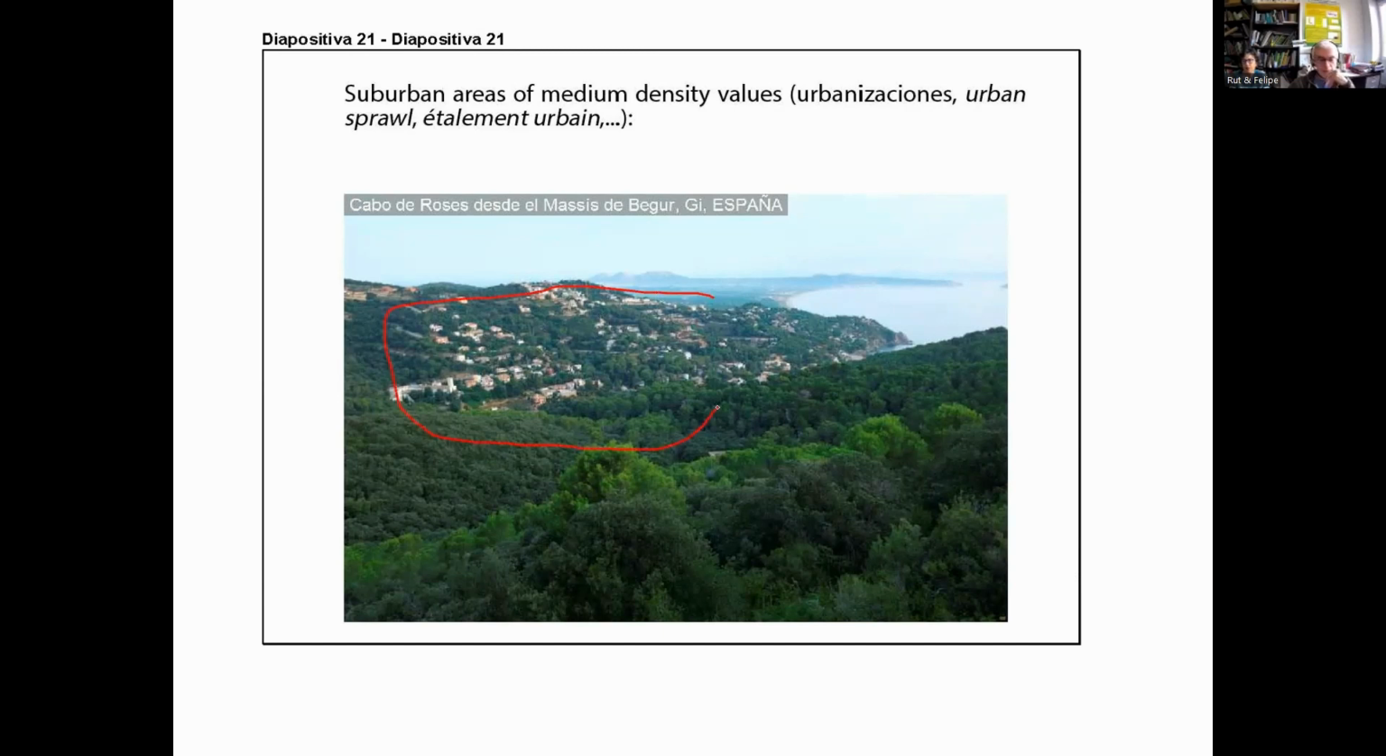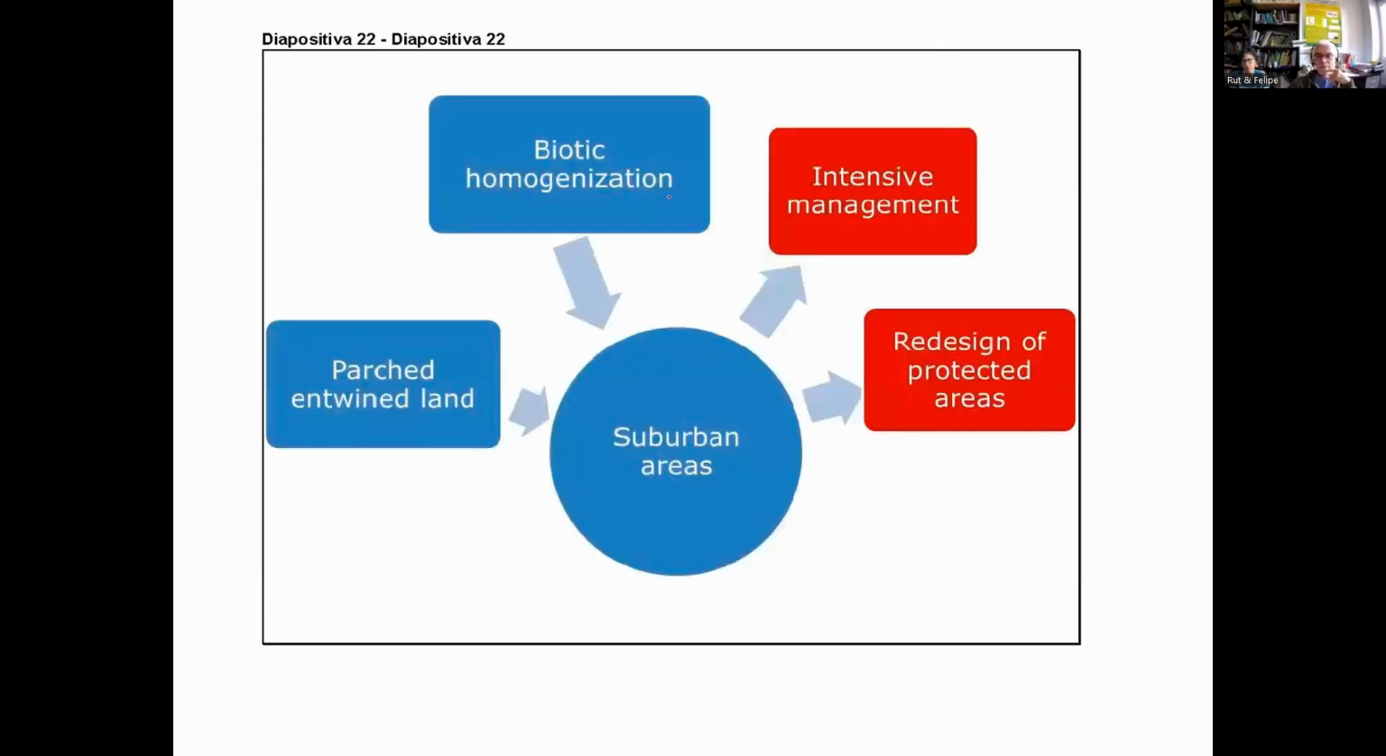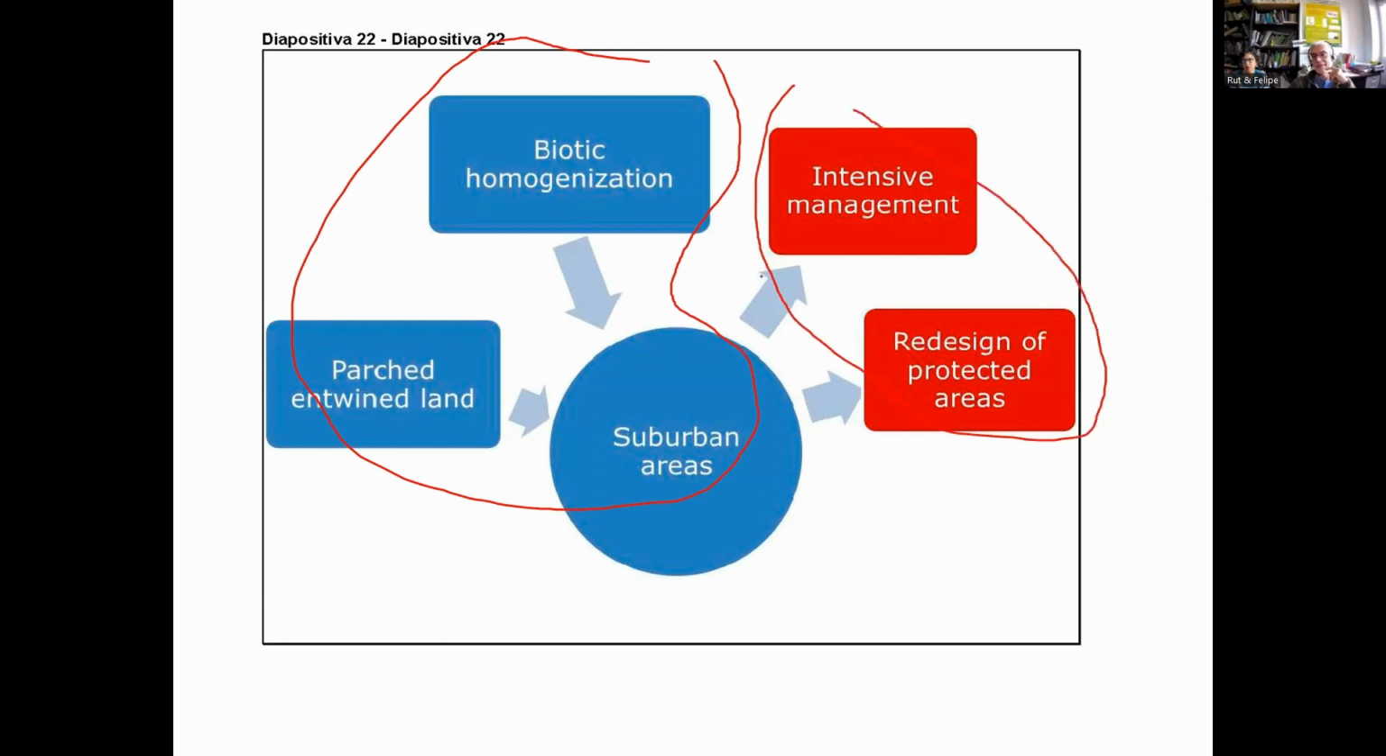It's like these things. There are no high buildings, but houses, little houses with a lot of vegetation in between. These are the kind of problems that we can expect in this type of landscape, and these are the conservation tools that you may employ.